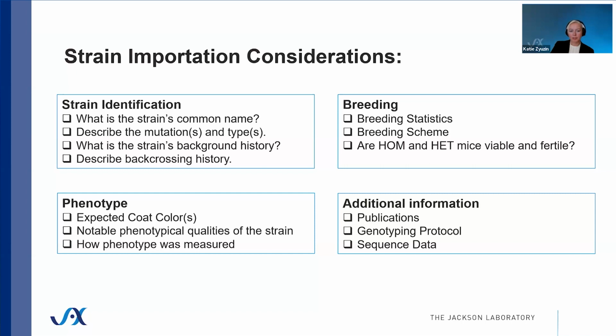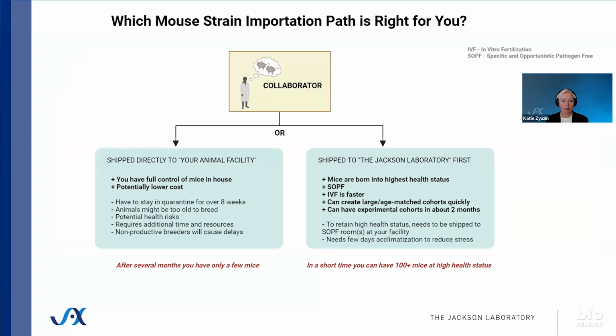Yeah, this is a great question. And we actually have a couple additional slides that can illustrate pluses and minuses of importing a strain directly to your facility versus sending the animals to JAX for rederivation. Let's look at the first slide. The obvious benefit from having mice shipped to you is that you have full control over what you want to do with these mice. And if you just want a small cohort, it can potentially be at a lower cost to you.